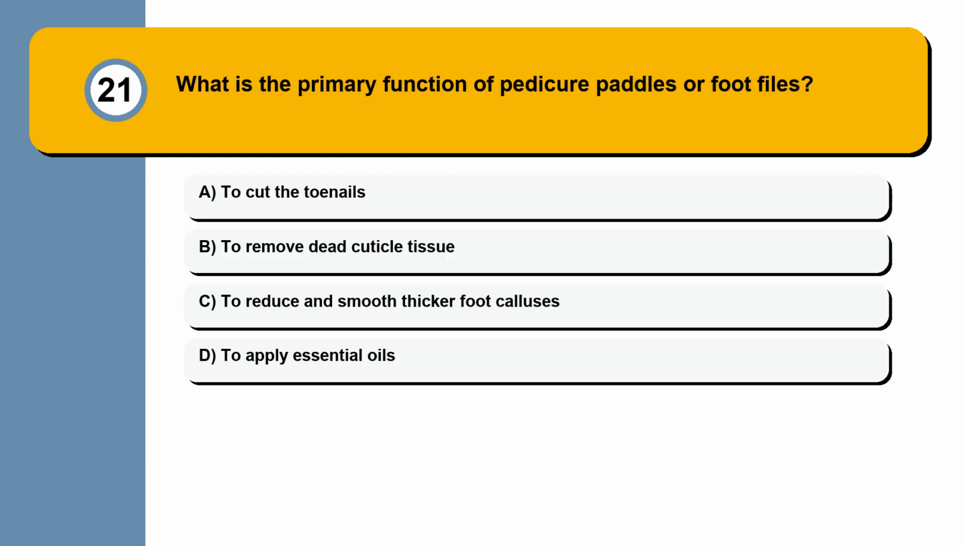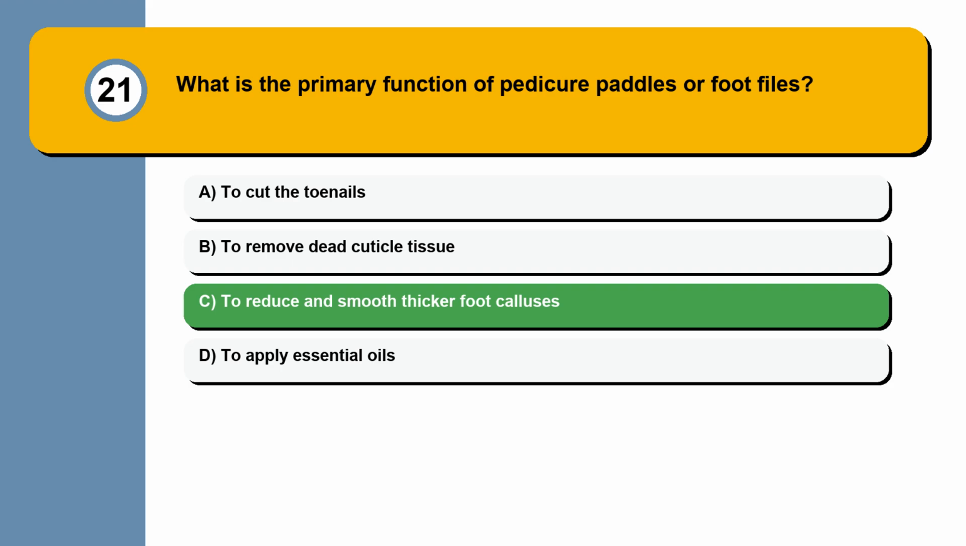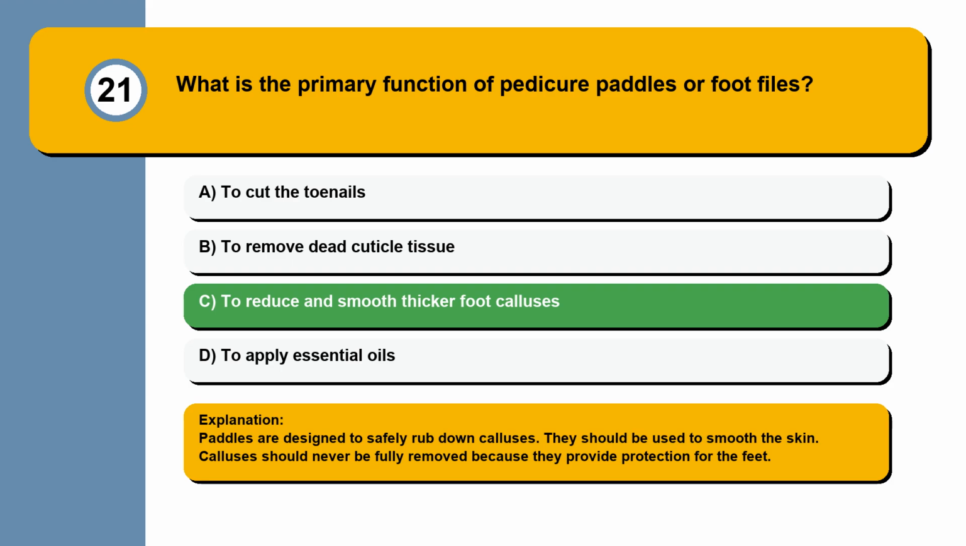Question 21. What is the primary function of pedicure paddles or foot files? To cut the toenails. To remove dead cuticle tissue. To reduce and smooth thicker foot calluses. To apply essential oils. Paddles are designed to safely rub down calluses. They should be used to smooth the skin. Calluses should never be fully removed because they provide protection for the feet.